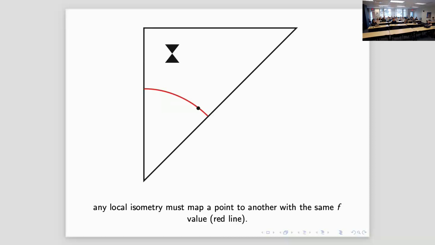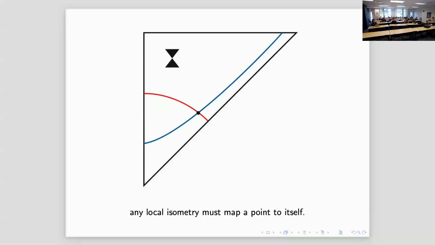And now, of course, all I do is put these two constraints together, and we see that if I'm looking at a point like this, there's only one place to map it, and that's into itself.